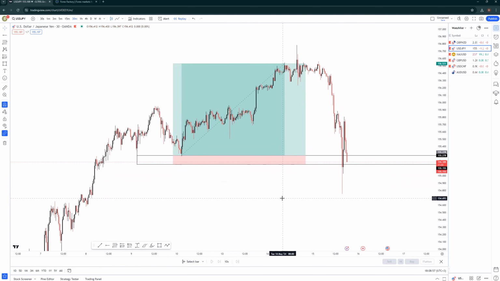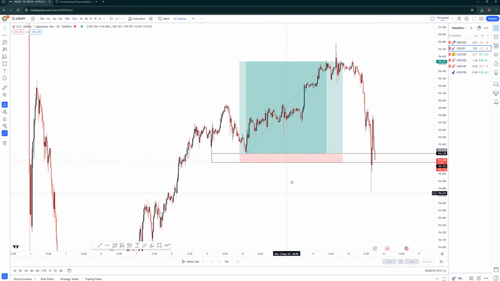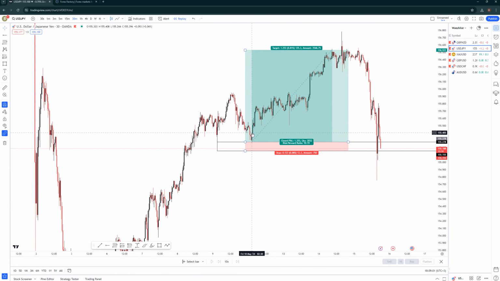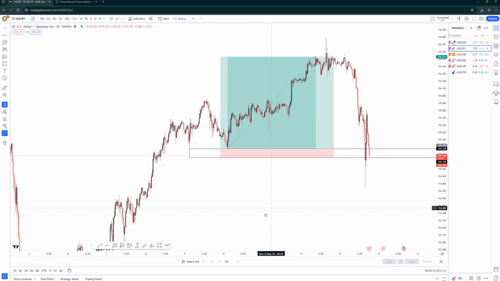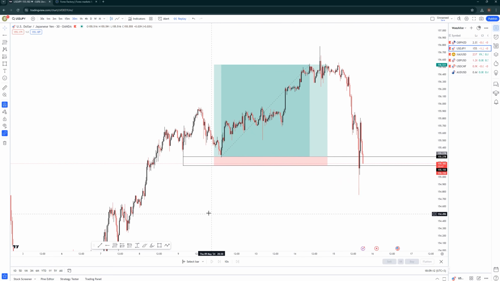I took this trade last week. Yeah, if I'm not mistaken, it was last week. How this price reacted, it was like this.